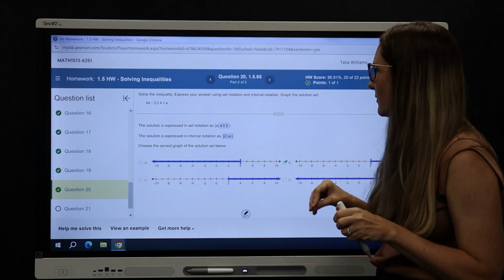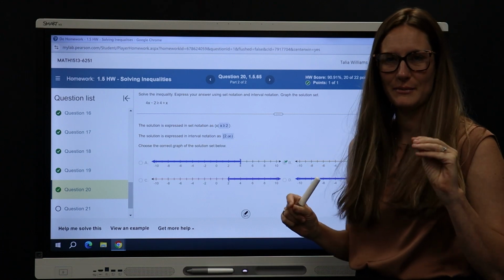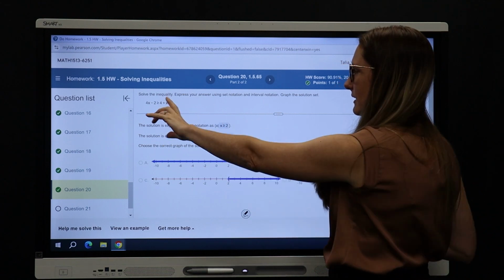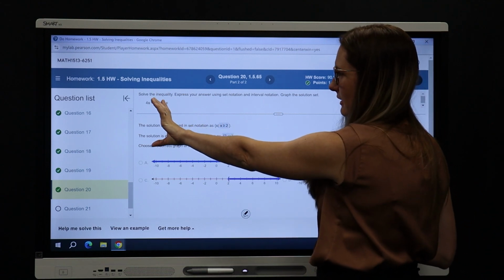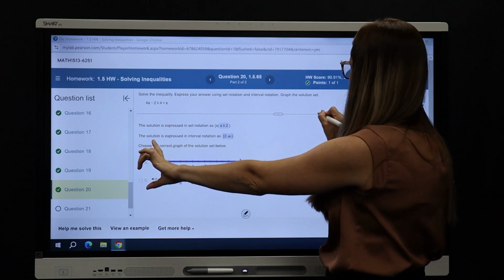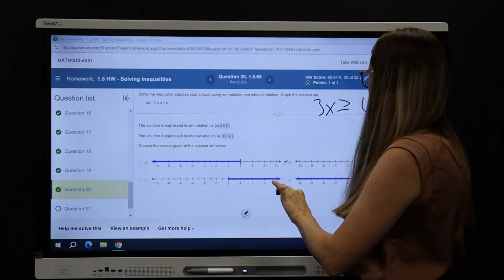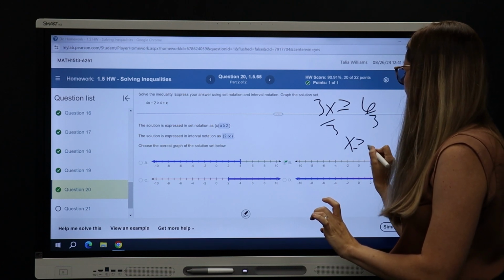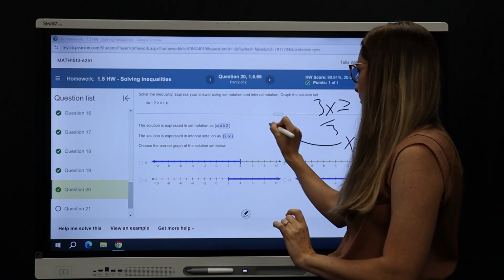I came back to this problem because I'm not sure when the timing stopped. I just wanted to talk about it real quick. So we went ahead and did subtract x, and we had 3x is greater than or equal to 6, and then we divided by 3. So we had x is greater than or equal to 2, and that's what we put right here.